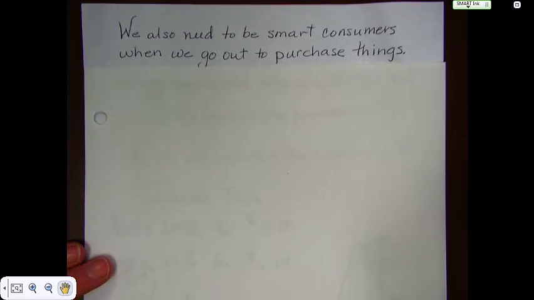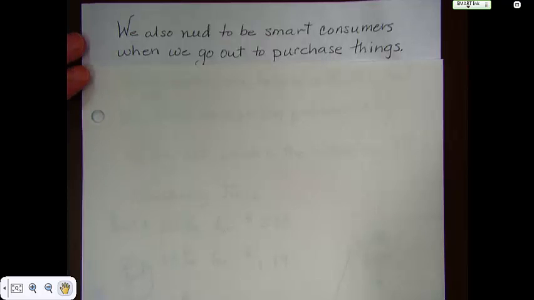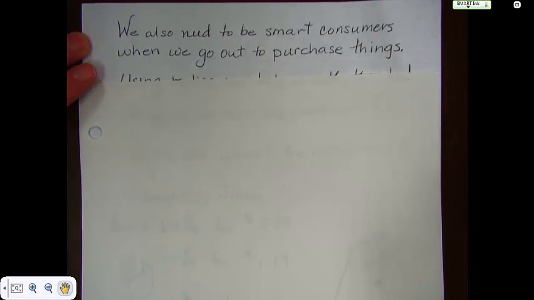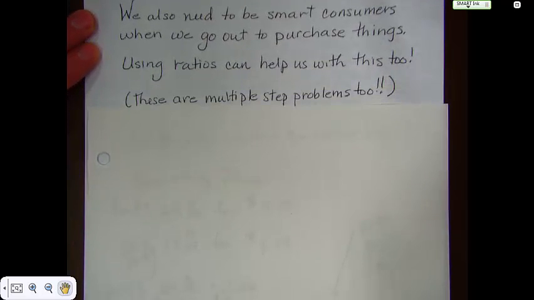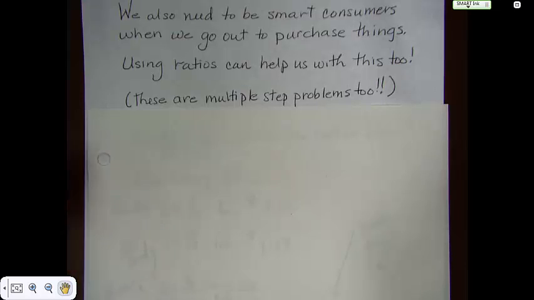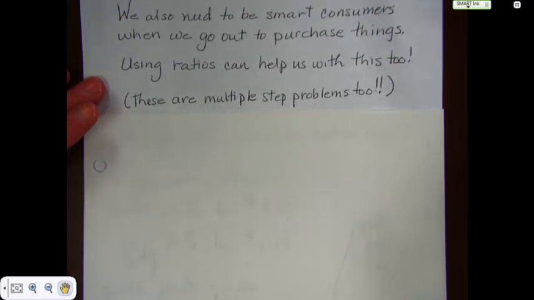Okay, the very last thing we're going to talk about here is being smart consumers. When we go out to purchase things, sometimes we need to decide, are we getting taken on the price? Is that a good price? Are we paying too much at that price? You can use ratios to figure that out too. Now, this is also a multiple step problem, so you have to be patient with me. You've got to write these things down.